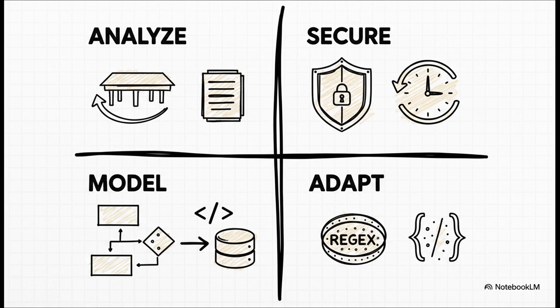To analyze data, use Pivot for clear reports and make sure you choose the right index, B-tree or bitmap, for maximum speed. To secure your data, use encryption everywhere, both at rest and in transit, and have a multi-layered backup plan. To model your data, always start with a good ER design and use an ORM to connect your code. And finally, to adapt to new challenges, get comfortable using tools like regex and the built-in JSON functions.